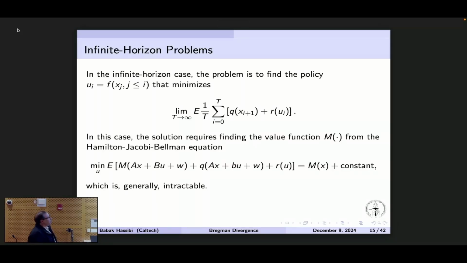And again, I don't know if I should show this. If you attempt to do this, then you get what's called the Hamilton-Jacobi-Bellman equation, which is essentially the following thing. You're looking for m, which is a value function or cost to go, which has the property that when you take m and you put in Ax plus Bu plus w in it, so like the current state, this is the cost on the state, this is the cost on the control. I have to average over w, or take expectations over w, minimize over u, and I have to get the same m back.